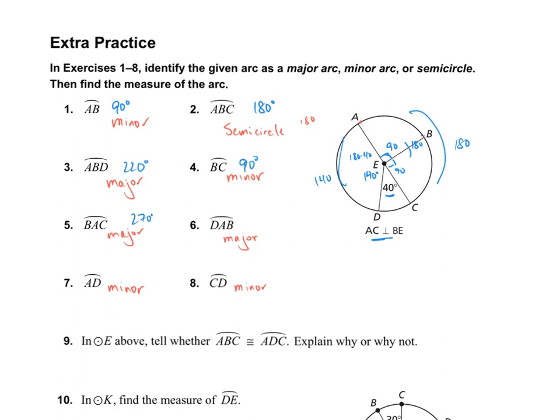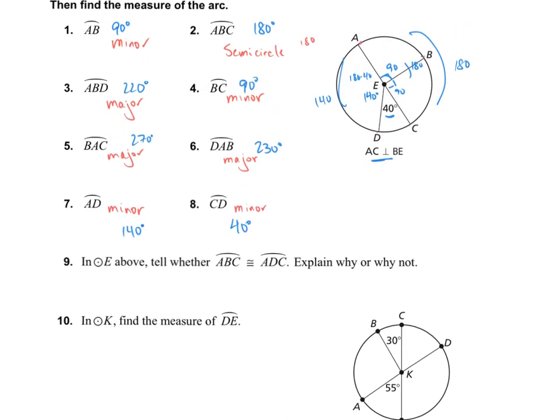And then DAB, so we're looking at D to A, that's 140 we said, then to B, so 140 plus 90, so that would be 230. And then A to D would be the 140 that we had said, and then C to D would be the 40 that was given. All right, let's move this up and take a look at the next questions.